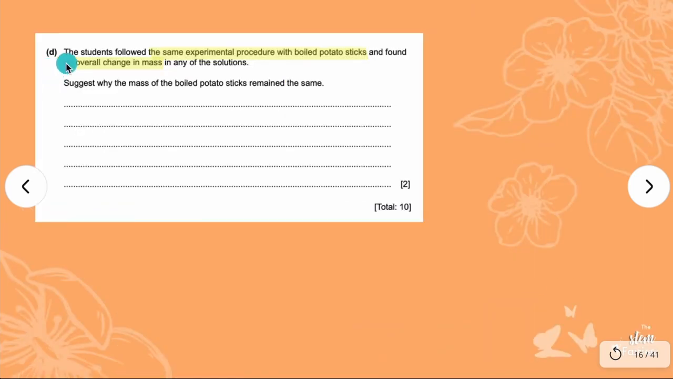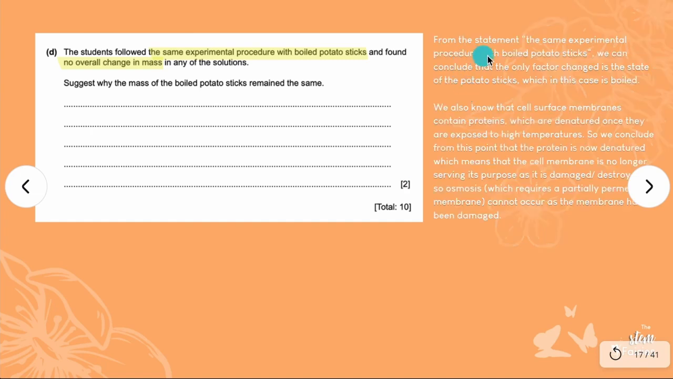In question D, it says, the students followed the same experimental procedure with boiled potato sticks and found no overall change in mass in any of the solutions. Suggest why the mass of the boiled potato sticks remained the same. This question is for 2 marks, so we're going to have to be stating 2 key points. From the statement "the same experimental procedure with boiled potato sticks", we can conclude that the only factor here that changed is the state of the potato sticks, which in this case is boiled potato sticks.